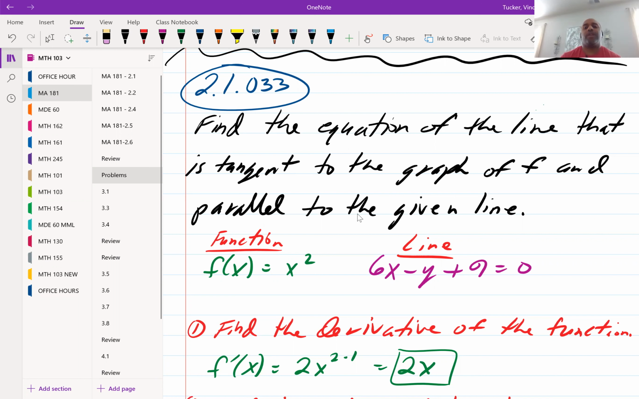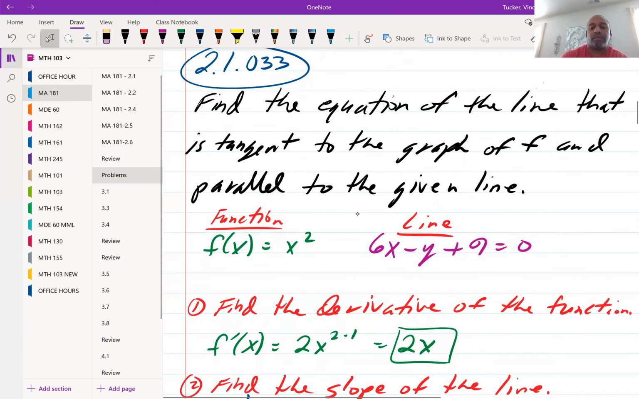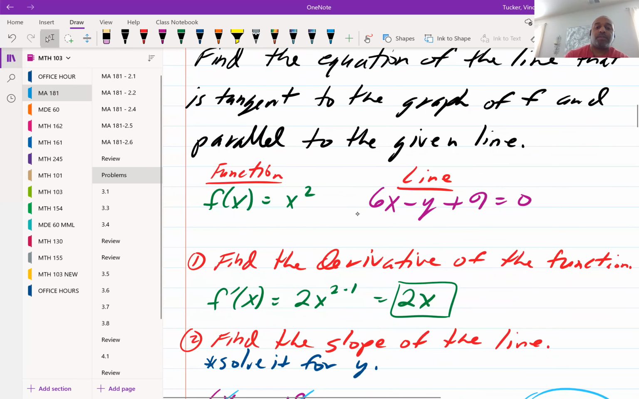So here we have: find the equation of the line that is tangent to the graph of f and parallel to the given line. So here we see that we have the function x squared, and then we have this line 6x minus y plus 9 equal to 0. The first thing we do is find the derivative of the function. The derivative of x squared is, you bring your 2 down and subtract 1 from the exponent, so that'll be 2x.